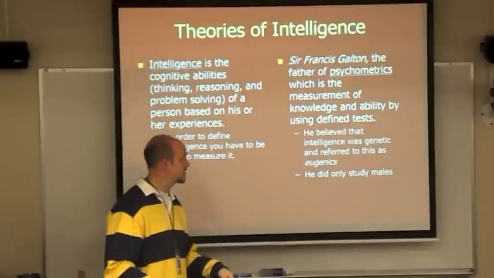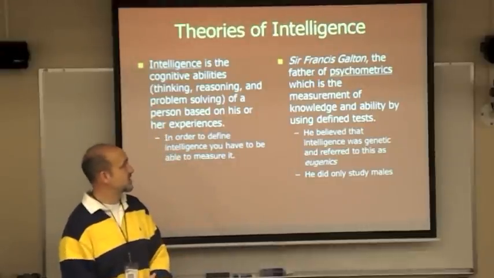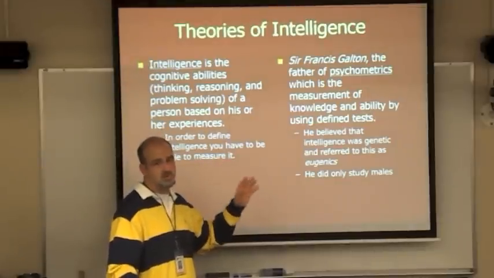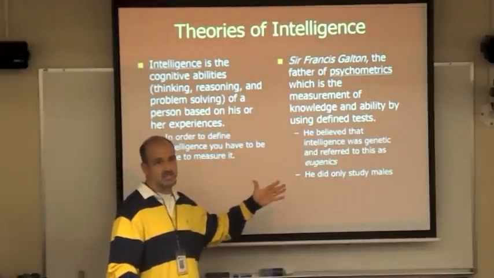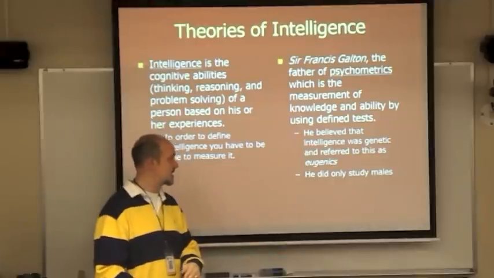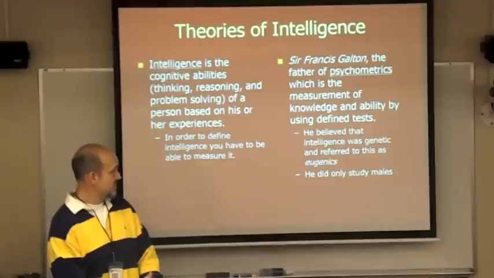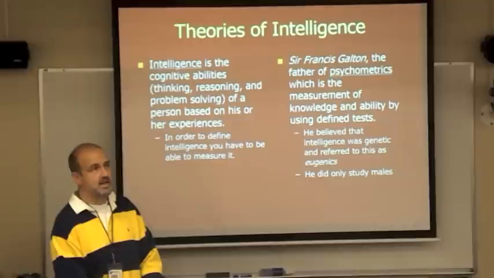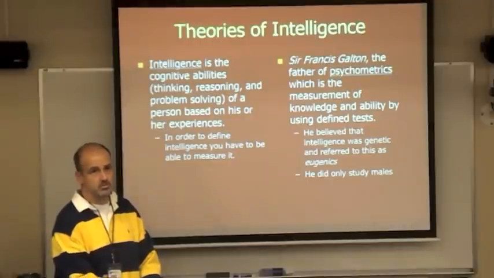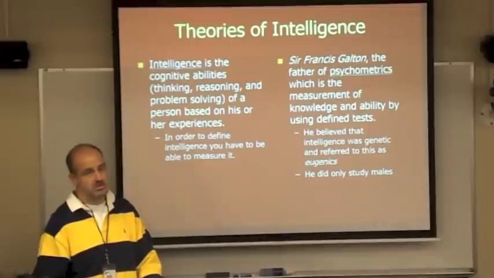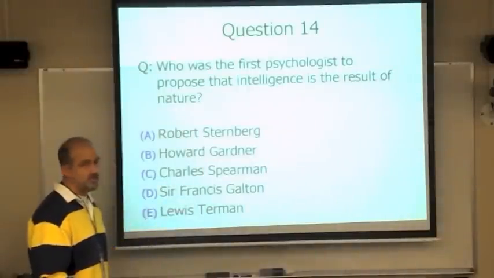Now, Sir Francis Galton was the father of something called psychometrics. And psychometrics is the measurement of knowledge and ability. He is pretty much the architect of the testing that we use today. He believed that intelligence was genetic, and he referred to this as eugenics. When I say genetic, he believed that was nature, or people's natural ability was given to certain types of intelligence. He did only study males, which often biased a lot of his research when modern-day psychologists look back.